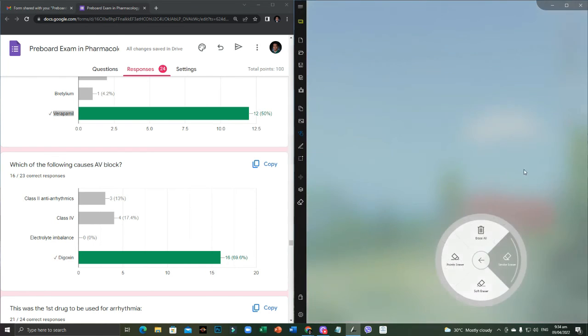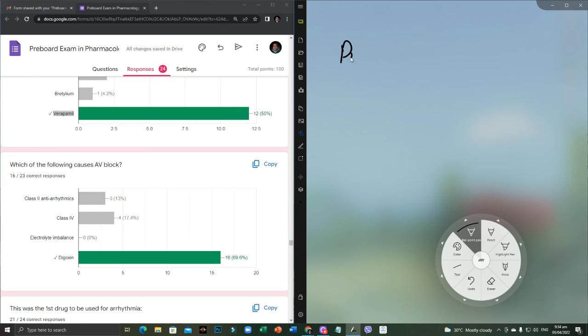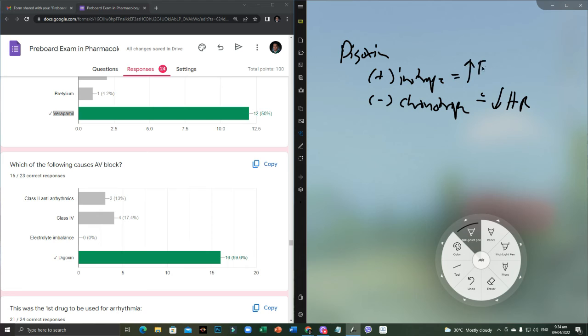Diba class, ang digoxin is a positive inotrope, but it's a negative chronotrope. So meaning it reduces heart rate, but it increases force of the heart. Okay, so it can reduce heart rate. How? By causing AV block. That's the reason why class digoxin, though it can be used for atrial fibrillation, pero it can induce naman AV block.